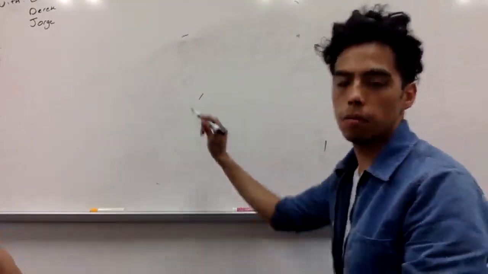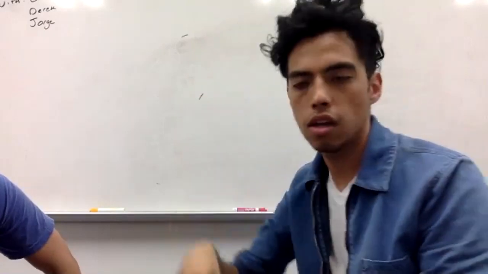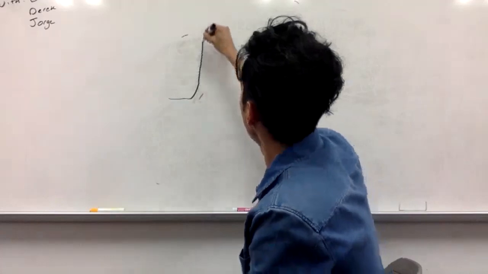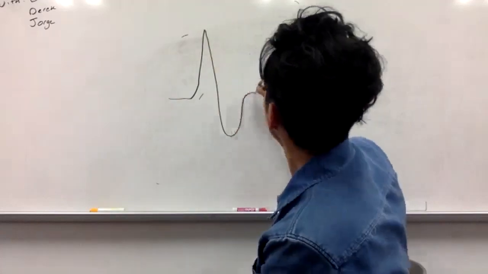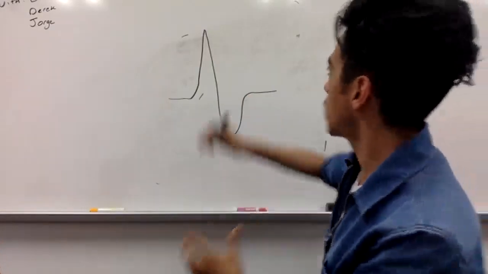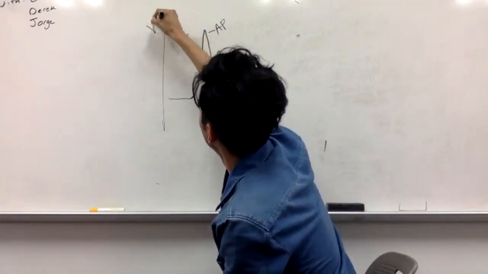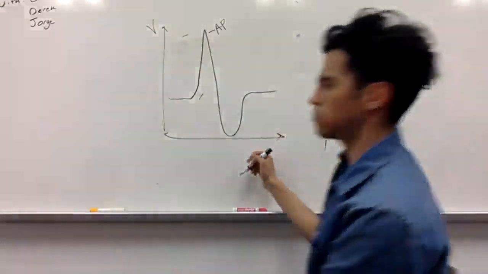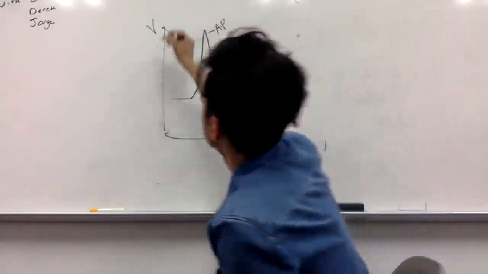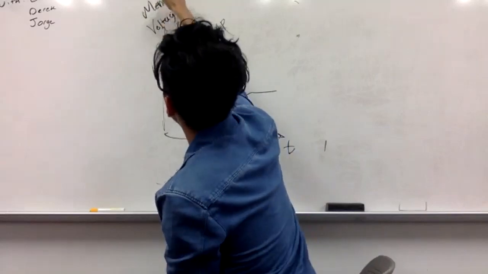So basically, when it comes to Jessica's question about how it travels down the neuron, you all know this graph, right? You're all pretty familiar with that graph. It's the action potential, AP, and this is the voltage over time. So this is membrane voltage, measured in volts.